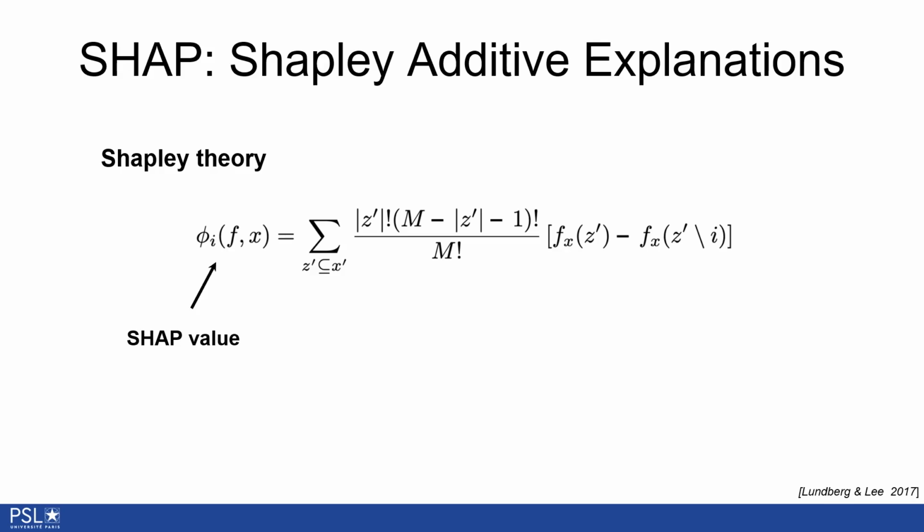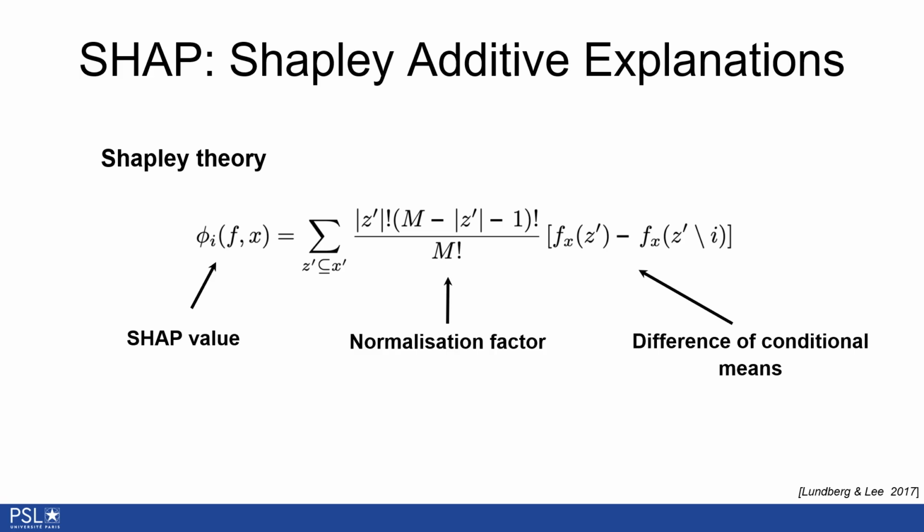This formula is written here. It is very similar to the formula we discussed earlier for classical Shapley values. It is a sum over all coalitions, defined as subsets of simplified features Z that are set to 1. Each term in the sum contains the difference of conditional means when feature i is included or not, and this difference is multiplied by a normalization factor.